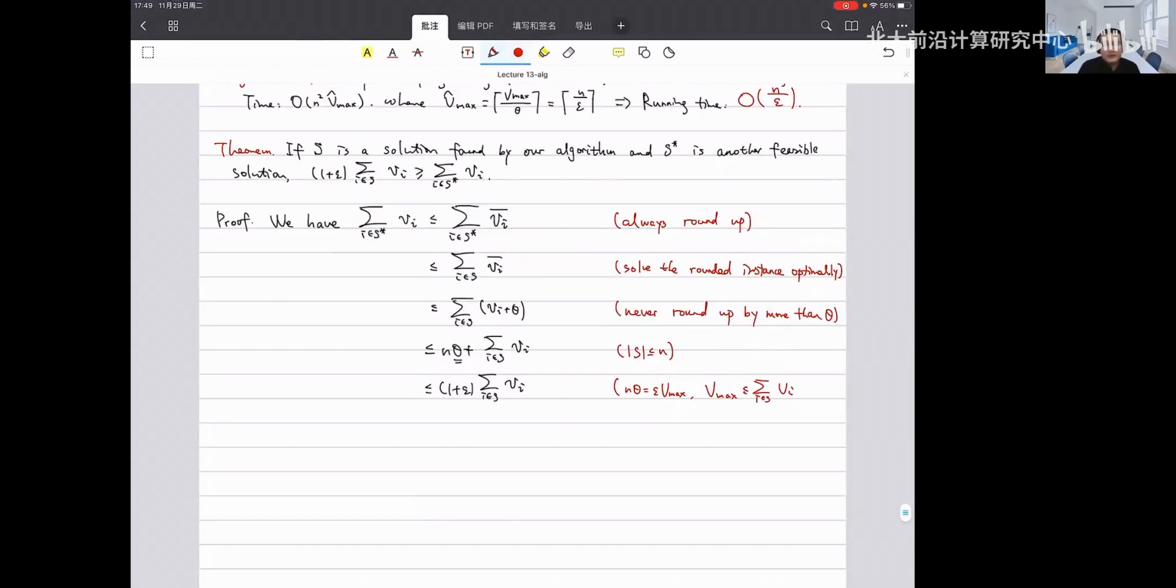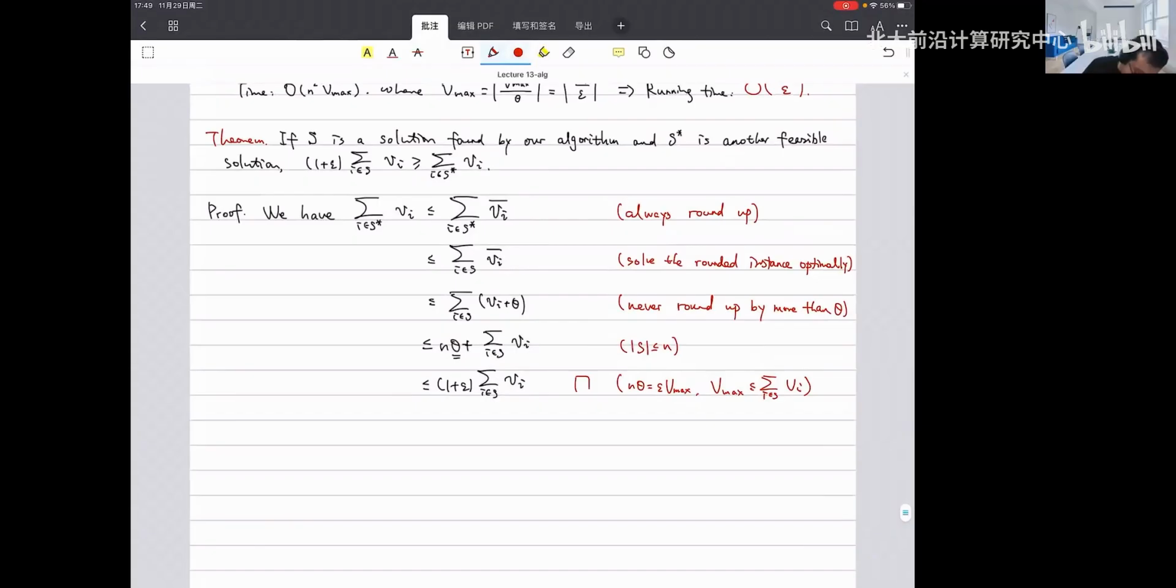This is the fact because we are talking about the algorithm here. S is the set that the algorithm outputs, so we have such a guarantee, and basically we just finish the proof.